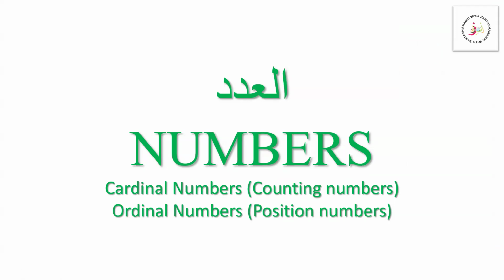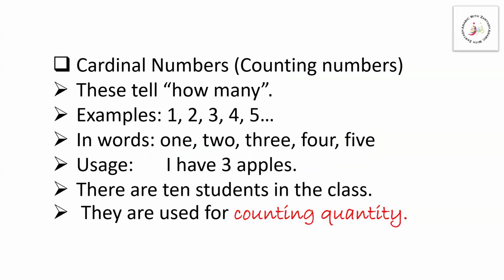Before learning Arabic numbers themselves, we should first remember something we already know from English, and that is that numbers are of two types: the cardinal numbers and the ordinal numbers. Cardinal numbers are used for counting, and ordinal numbers are for position. Cardinal numbers answer the question, how many?